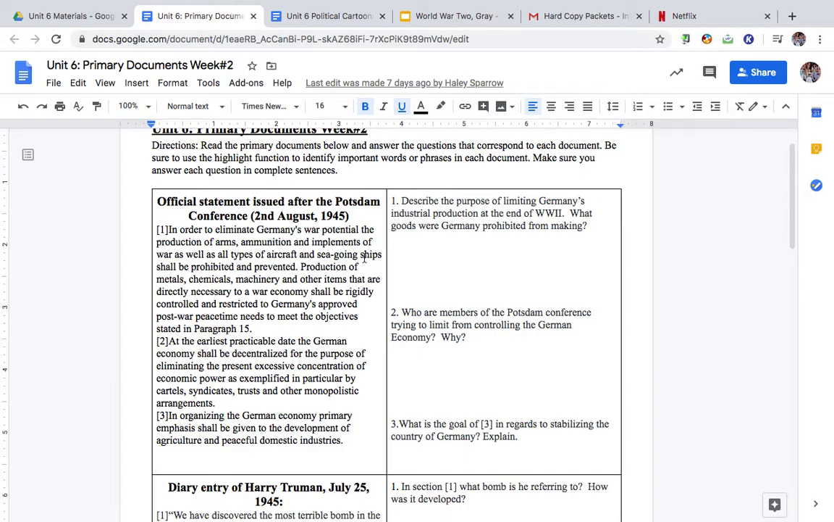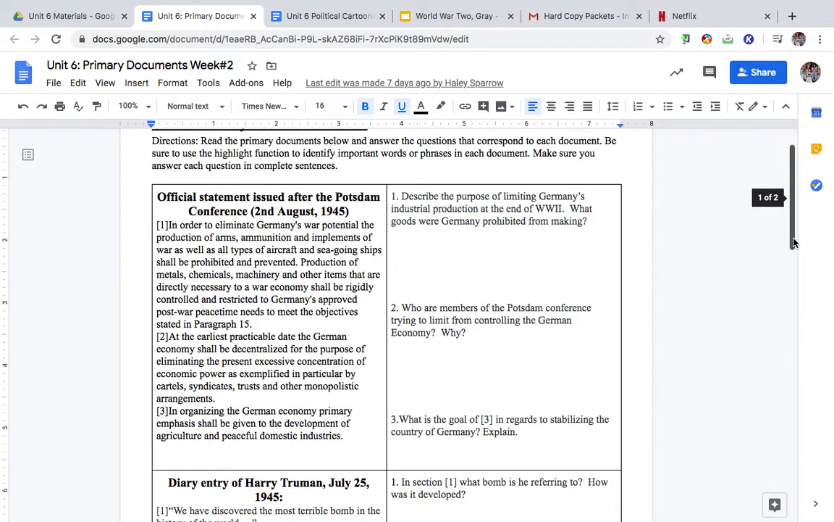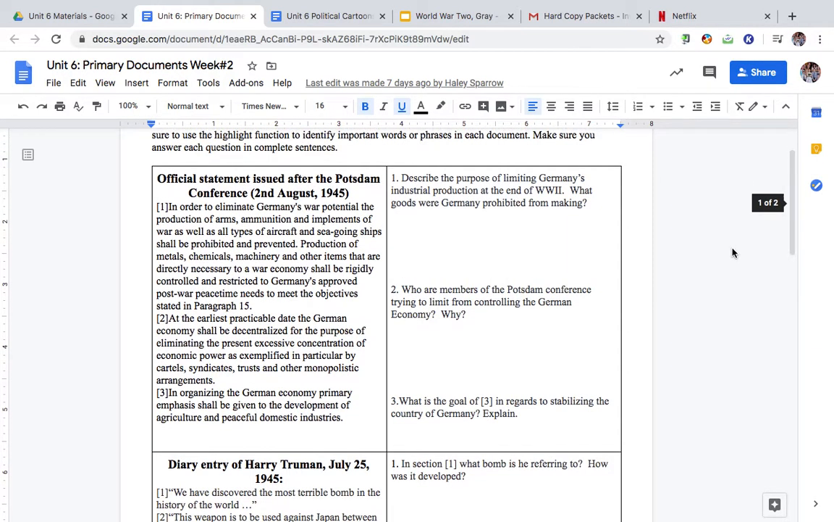Okay, so in part one, what specific things were Germany prohibited from making? Okay, so again, kind of at the end of the war, what things, and be very specific, what things were Germany prohibited from making? What are they no longer allowed to produce? Okay, number two, who are members of the Potsdam Conference trying to limit from controlling the German economy?